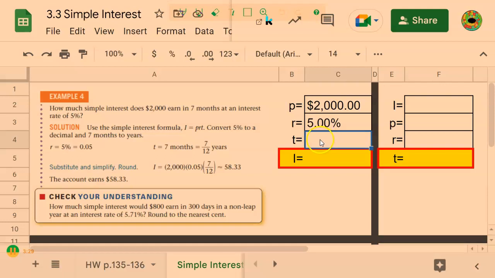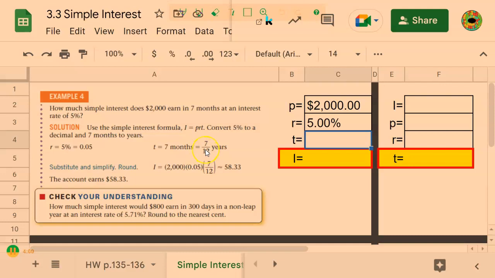Now, next, it says we're going to do this for 7 months. Now, if this was 6 months, it'd be easy. But it's 7. So know that time is always in years. So if it's given in months, you have to convert it to years. So if it was 6 months, it would have been easy. That would have been half a year or 0.5 years. But it's 7, so we have to convert it, manually here. So it's 7 out of 12 months. That's how you're going to get that amount.